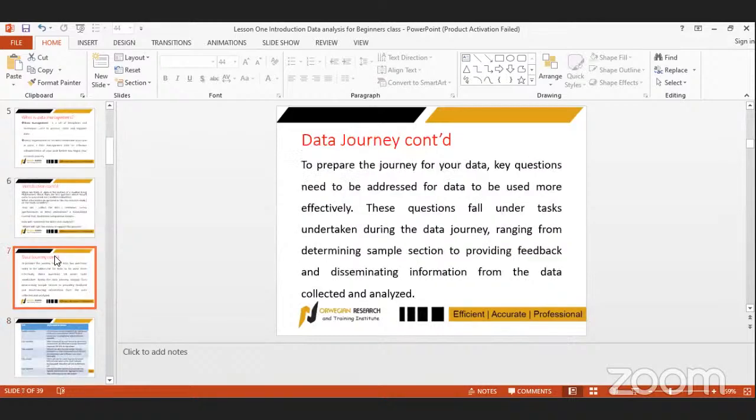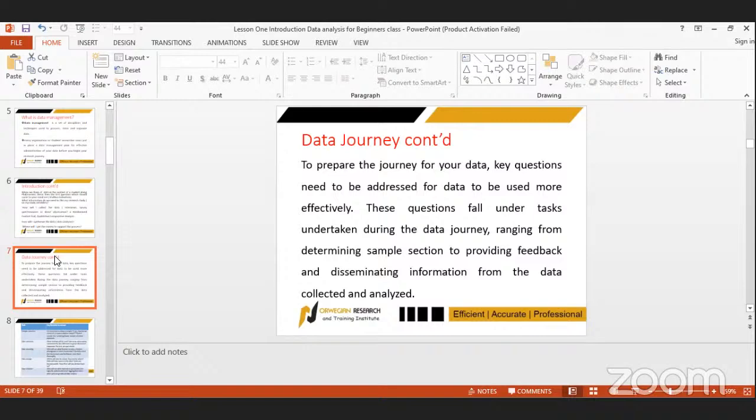Okay, so in my data journey, when I want to begin doing my research, to prepare the journey for your data, key questions need to be addressed for data to be used more effectively. These questions fall under tasks undertaken during your data journey, okay? Ranging from determining the right sample size that you require so that you collect information that you can use to do inferential analysis, that is, you can do generalization using the right sample size that you have collected from the respondent.